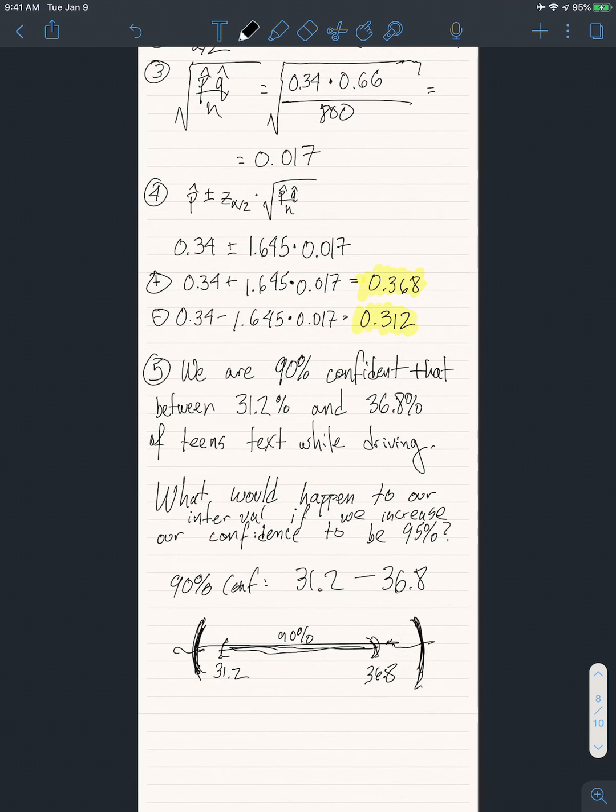And if you were to decrease your confidence, take it down to 80%. Well, if you're going to decrease your confidence, you can cover fewer numbers and cover something inside here. If you want to be less confident, you can hone in. But if you want to be more confident, you got to expand outwards, right? You want to be more confident in your range, you're going to have to include more numbers, more possibilities of what the true proportion is.